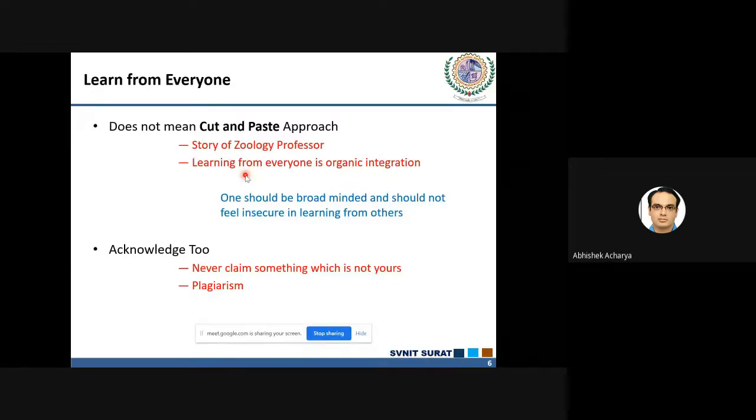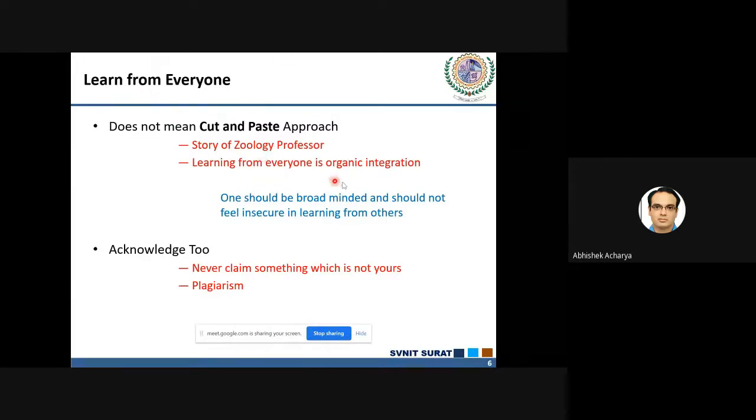So why have I narrated this story? I just wanted to tell you that learning from everyone is not a cut, copy, paste approach. It is organic integration. It should not be that you take some material from X, some material from Y, and then club all those materials together. One should be broad minded and should not feel insecure in learning from others. That is very important. The same thing was happening with the students. They were feeling insecure with the zoology professor. That is why they thought up this plan.